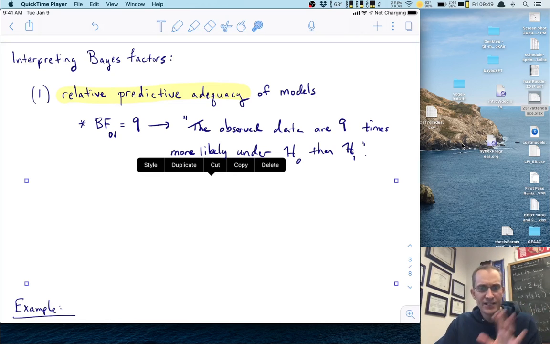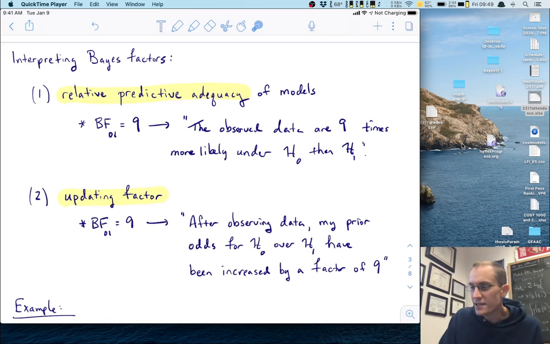The other way, which is mathematically equivalent but conceptually a little bit different, is to consider the Bayes factor as an updating factor. So how does that work? Well, I'll show you exactly what that means, but we would write something like this. If we got BF01 equals 9 again, we would then say that after observing the data, my prior odds for H0 and H1 have been increased by a factor of 9.